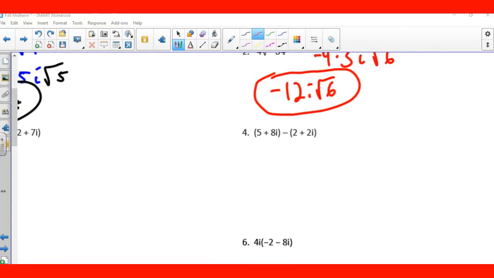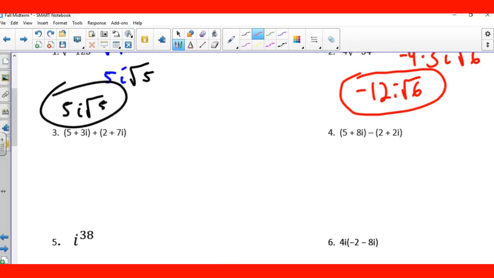Alright. Now for number three, we have a complex number added to a complex number. Remember, you add the real parts: 5 plus 2 is 7. And then you add the imaginary parts: 3i plus 7i is 10i.